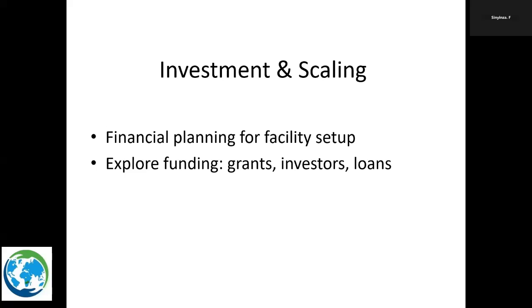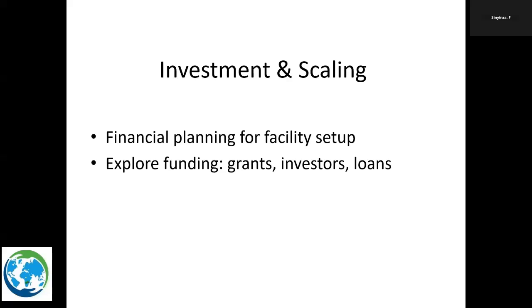Now, financial planning and facility setup. We would need the gurus from finance to come on board. Equally exploring the funding, grants, investors, and the loans. Like I said, this would have to be a teamwork. The gurus in marketing, because we have to estimate how much of the product we would target, and that will determine the type of equipment that you need to purchase and put up.